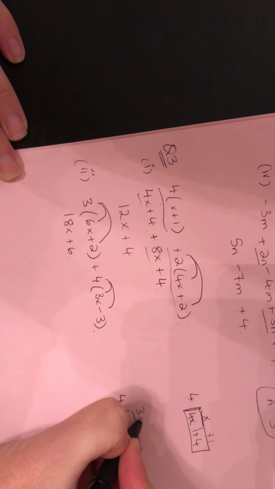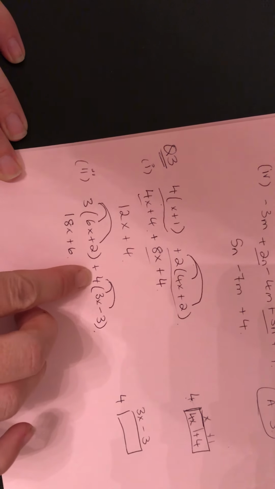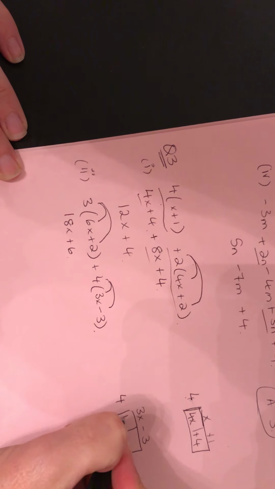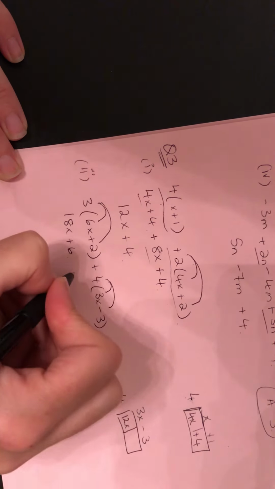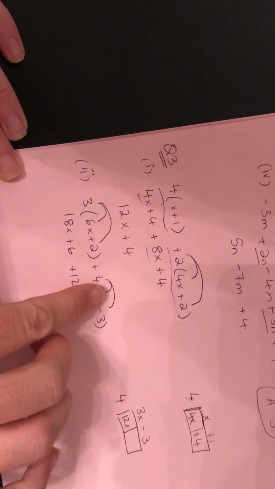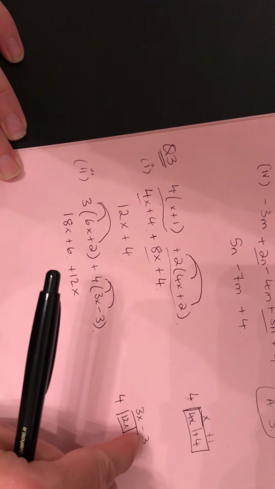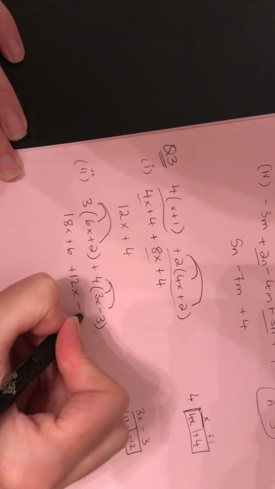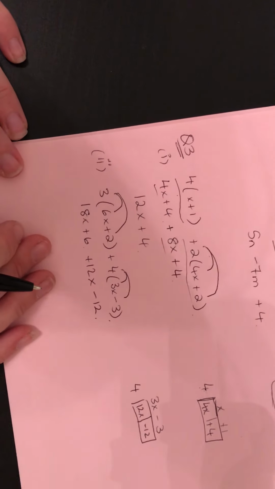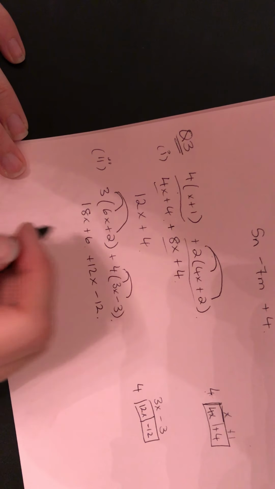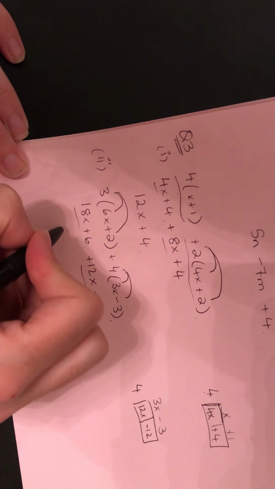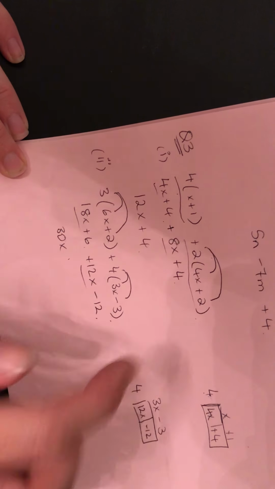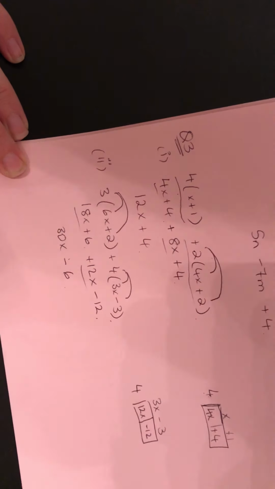But we have 4 bracket 3x minus 3. So it's plus 4 times 3x gives me a 12x. So I'm up 12x. And a 4 times a 3 is a 12, and a 4 times a minus 3 is a minus 12. Okay, I have my multiplication done. There is no division. Any addition or subtraction? Yes, they're the same. So 30x and then plus 6, but I'm down 12, giving me minus 6.